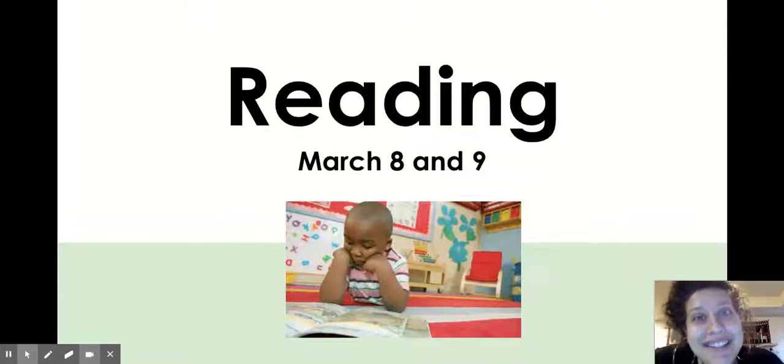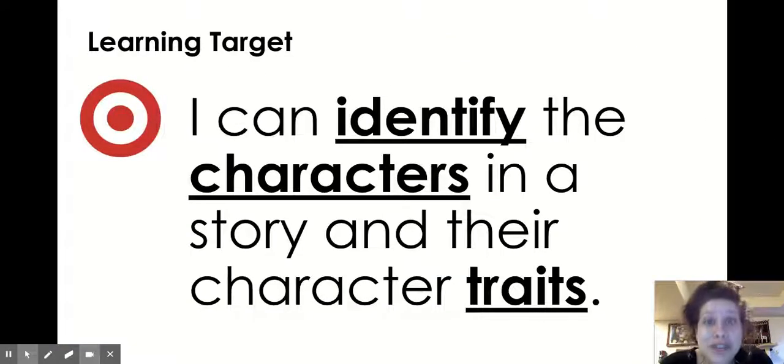I'm so excited I get to join your class today. And I'm extra excited because today we are working on reading. We're going to learn a new reading strategy. Our learning target for today says, I can identify the characters in a story and their character traits.